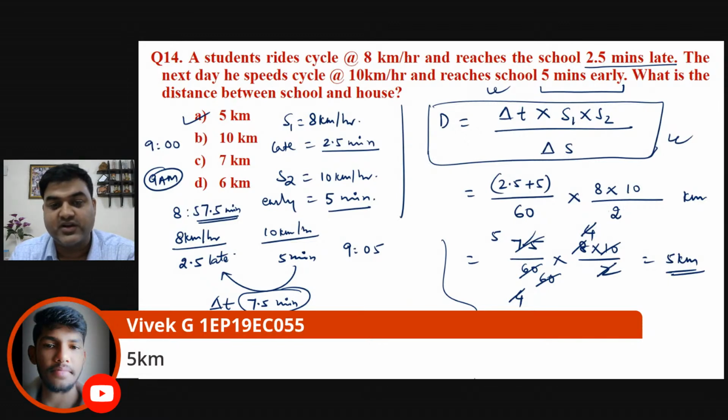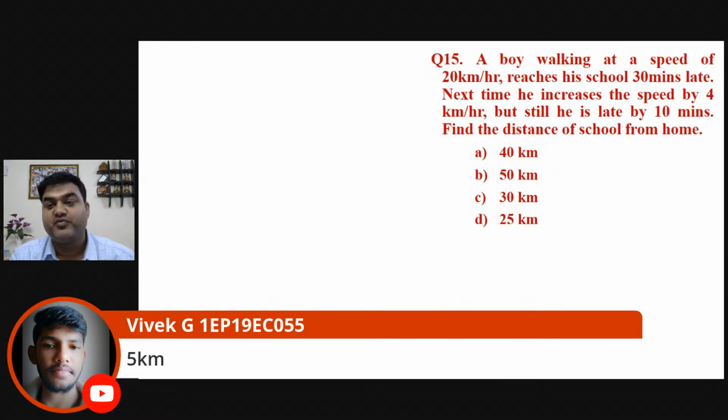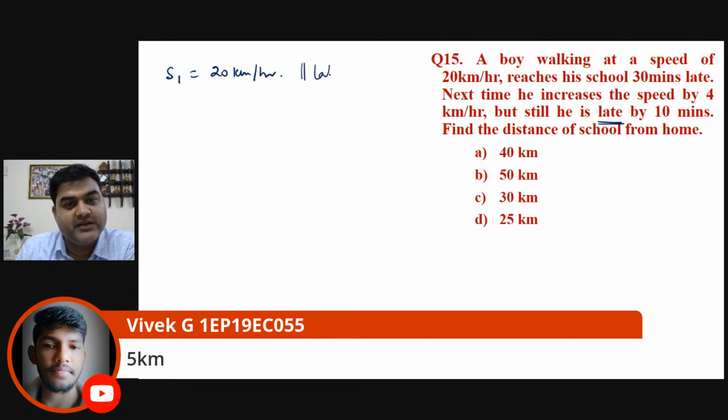Okay, so the time is 10:43, and the one last sum we will do before we close this session. Question number 15: a boy walking at a speed of 20 kilometer per hour reaches his school 30 minutes late. Next time he increases the speed by 4 kilometer per hour, but still he is late both times. Try to understand: speed 1 is 20 kilometer per hour, and he is late by 30 minutes.